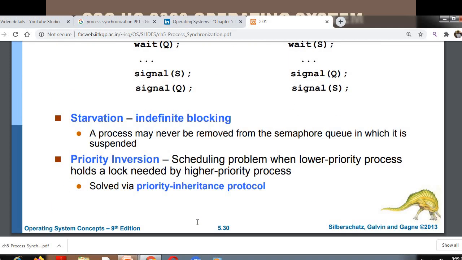Starvation is indefinite blocking. A process may never be removed from the semaphore queue in which it is suspended. Priority inversion is a scheduling problem when a lower priority process holds a lock needed by a higher priority process.